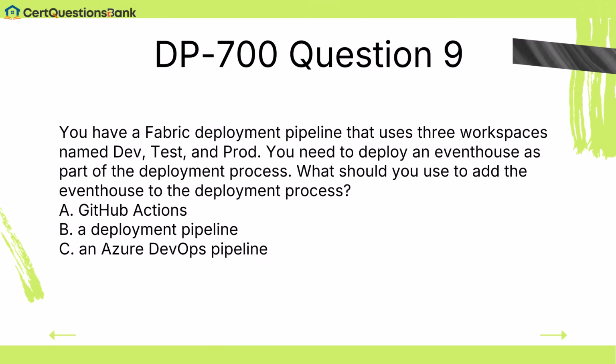You have a Fabric deployment pipeline that uses 3 workspaces named Dev, Test, and Prod. You need to deploy an event house as part of the deployment process. What should you use to add the event house to the deployment process? A. GitHub Actions. B. A deployment pipeline. C. An Azure DevOps pipeline.